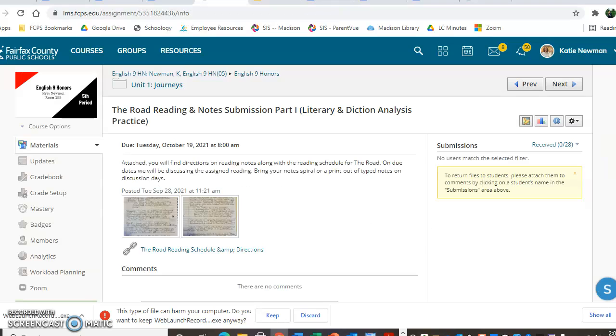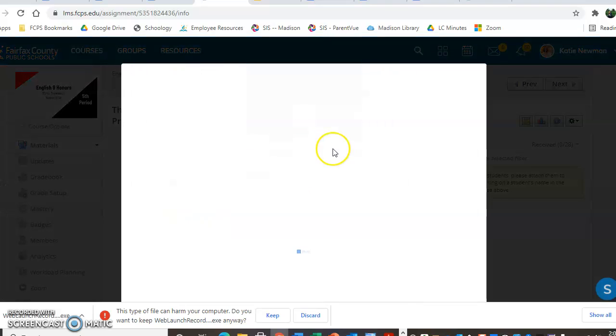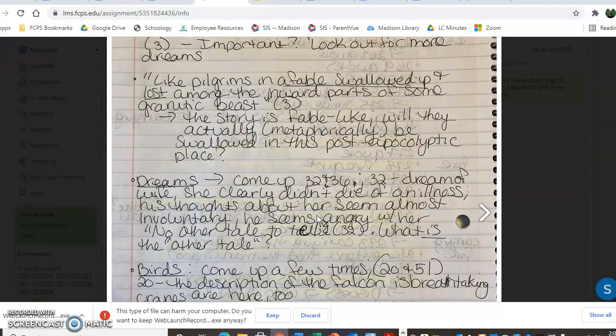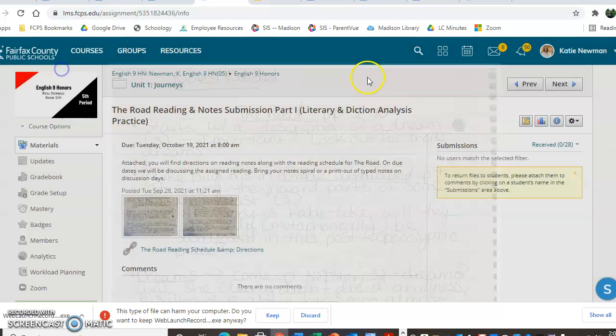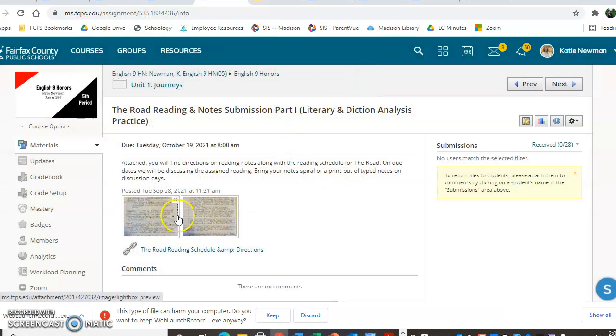When you're turning in this assignment on the due date, if you are turning in notebook pages, you're going to just take a PDF of the notes like I did here. You just take pictures and upload them. Otherwise, you can just upload the document to this assignment.